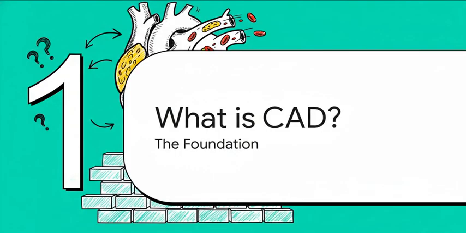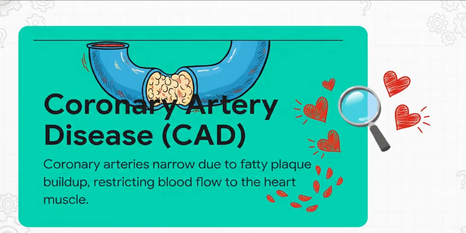All right, let's start at square one. What exactly is coronary artery disease? Let's get this foundation set. Okay, so in the simplest terms, think of CAD as a plumbing problem in the heart. You have these special pipes, the coronary arteries, and their only job is to bring oxygen-rich blood to the heart muscle itself. With CAD, these pipes start to get clogged up with this gunk, this fatty plaque. As the plaque builds up, the artery gets narrower, and that means less blood can get through. The heart muscle starts getting starved of oxygen, and that's where the trouble begins.